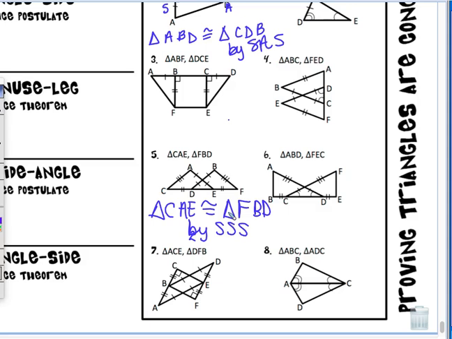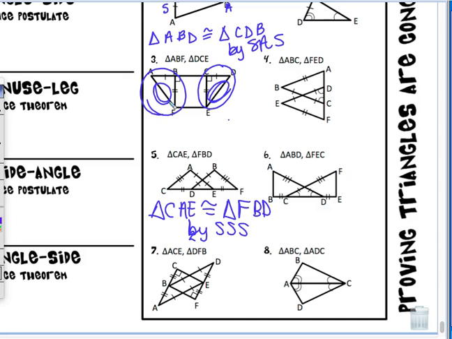We haven't seen an example of hypotenuse leg. Hypotenuse leg only works on right triangles. I can tell you when you look at number 3, some students are going to think hypotenuse leg because they see the right triangles. But on these 2 right triangles, the hypotenuses right here are not marked, and so you could not use hypotenuse leg.